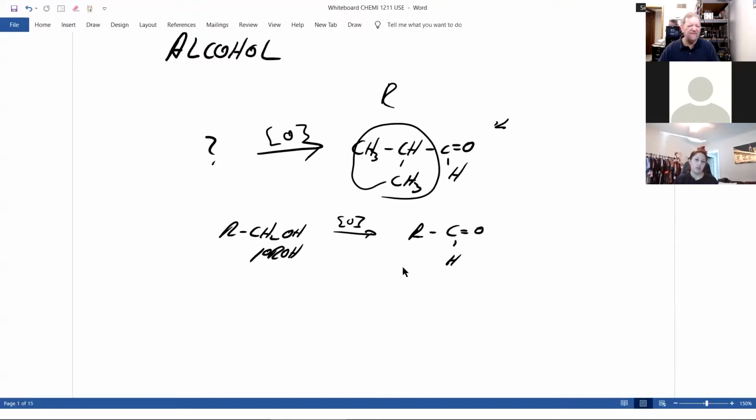And therefore, what's my starting material? Well, R is this isopropyl. This carbon right here is this carbon right here, which is this carbon. And that would be your starting material.